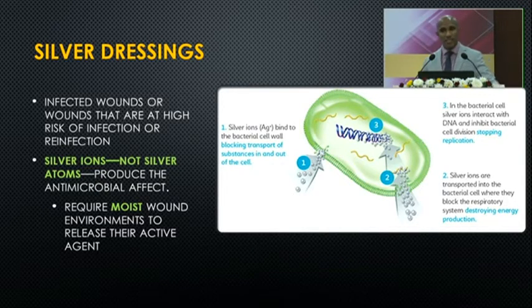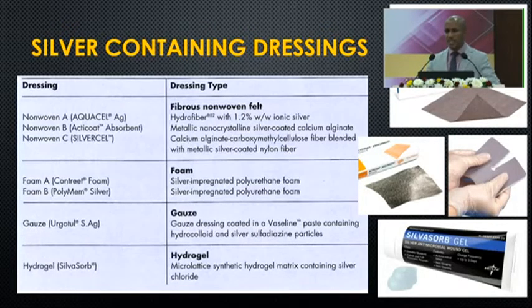So it requires a moist wound environment. If the wound is dry, putting a silver dressing is not going to work. And it's also important how you moisten it, because you have to use distilled water or sterile water in moistening. If you use normal saline, the sodium ions will interact and interfere with the silver ions, and that is not something you want. So there are different silver dressings.